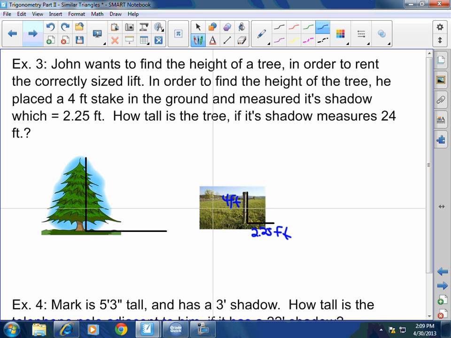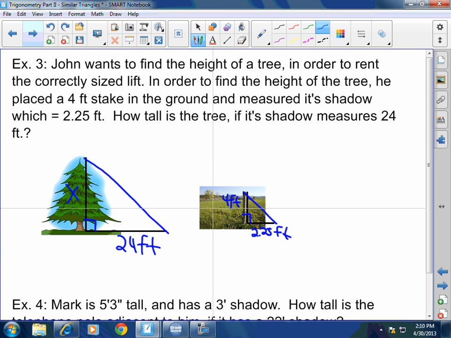I can look at those facts. I can calculate that easily. I can also calculate the shadow of the tree. If the tree's shadow is 24 feet, I want to know how tall is this tree. Well, guess what, guys? If you connect the horizontal and the vertical, that's a 90. That's a 90. I have similar triangles now, don't I?